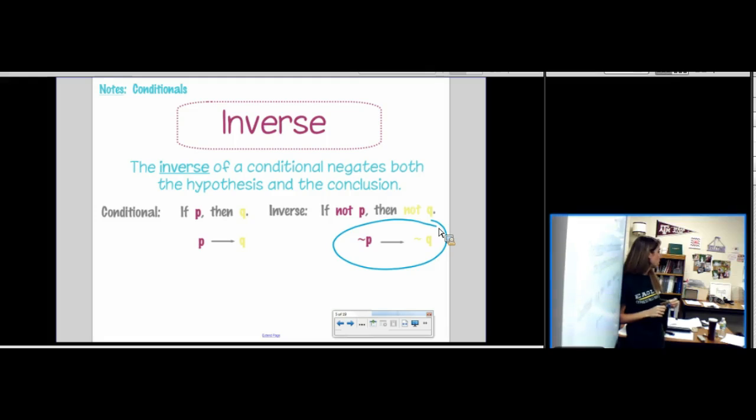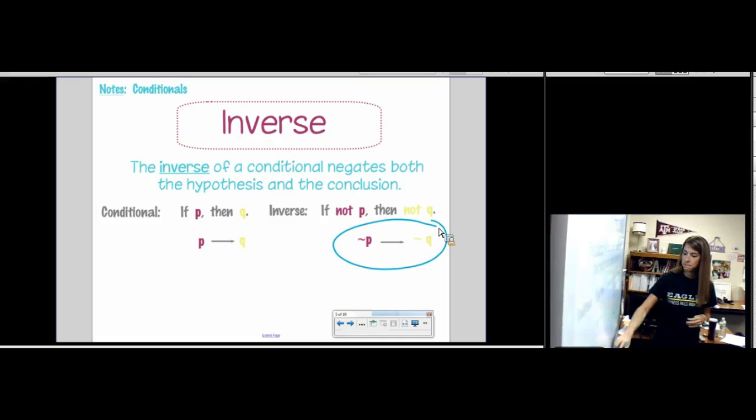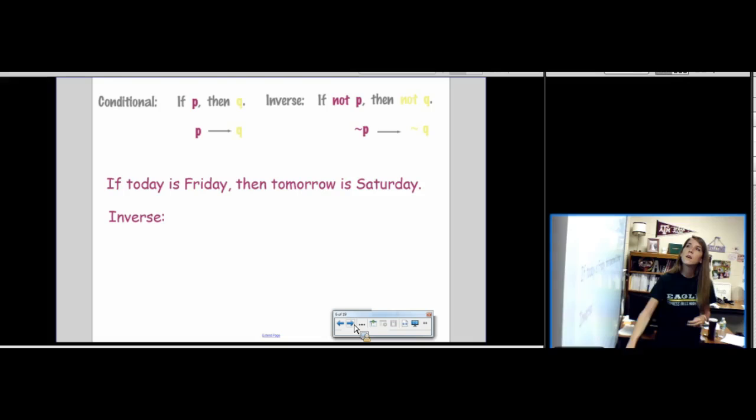And this will make more sense when we do it with actual sentences. Alright, so the conditional is if P, then Q. The inverse is if not P, then not Q. So, if today is Friday, then tomorrow is Saturday. Flip over to the back of your notes and write the inverse of that sentence.